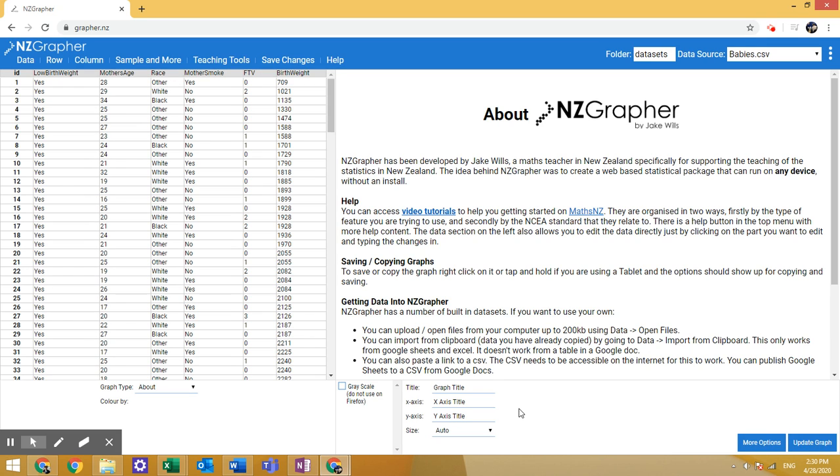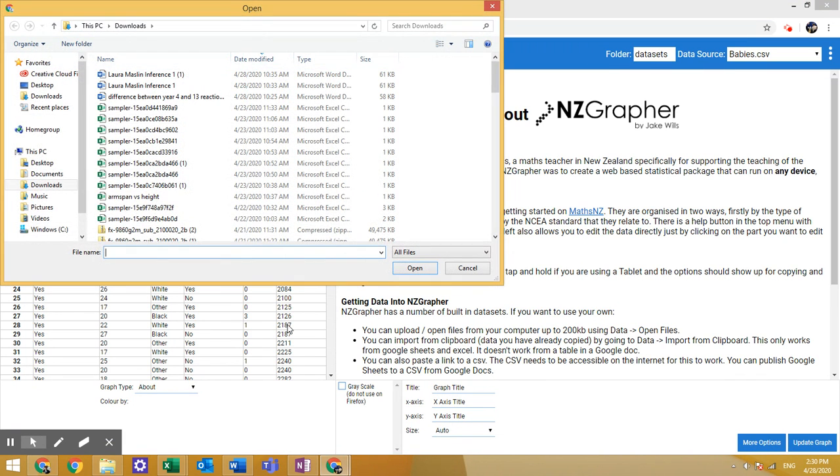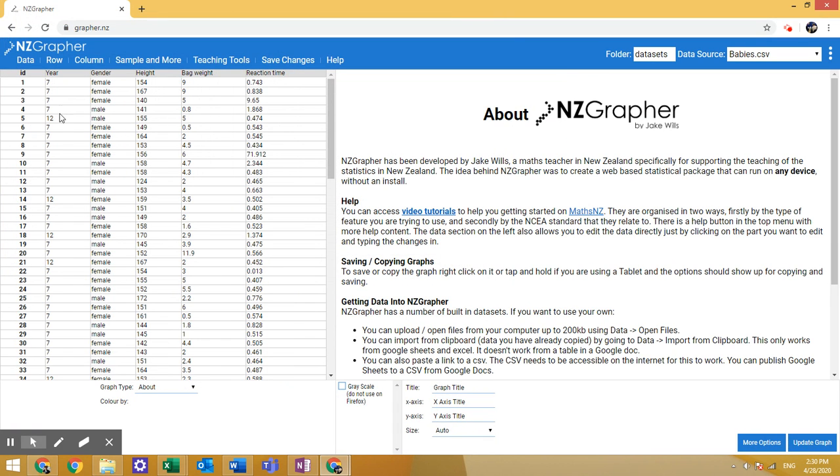Alright people, let us make our first box and whisker graph, and let's have a little look at what that graph is telling us. So I'm going to try and import some of that data that I've got from Census at Schools. I'm going to open up that file. I've got quite a few different ones here, but I've already practiced with this one, so I'm going to choose that one. The things I was looking at were the years of these students, year 7s and year 12s, the genders, heights, bag weights, and reaction times.